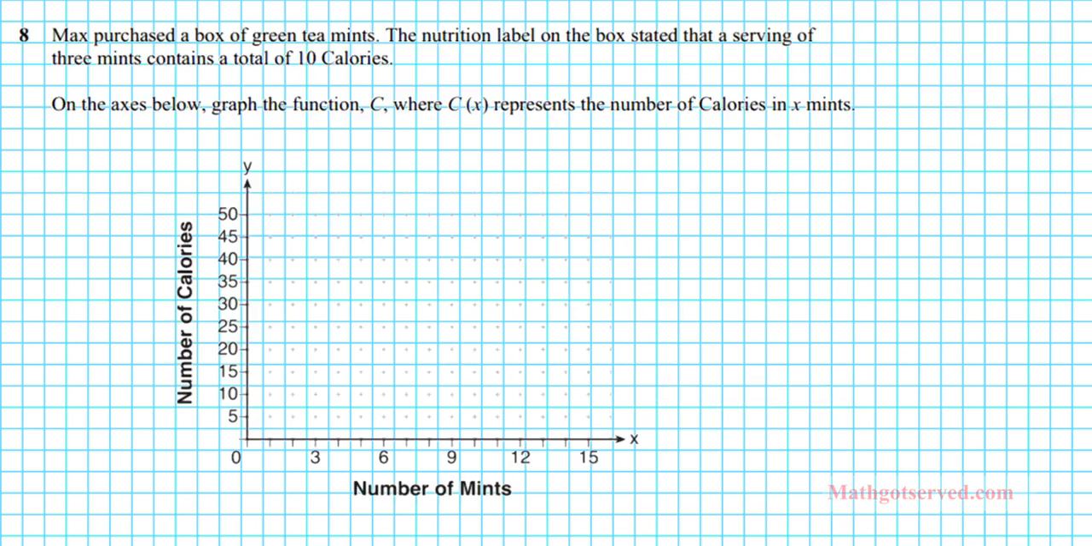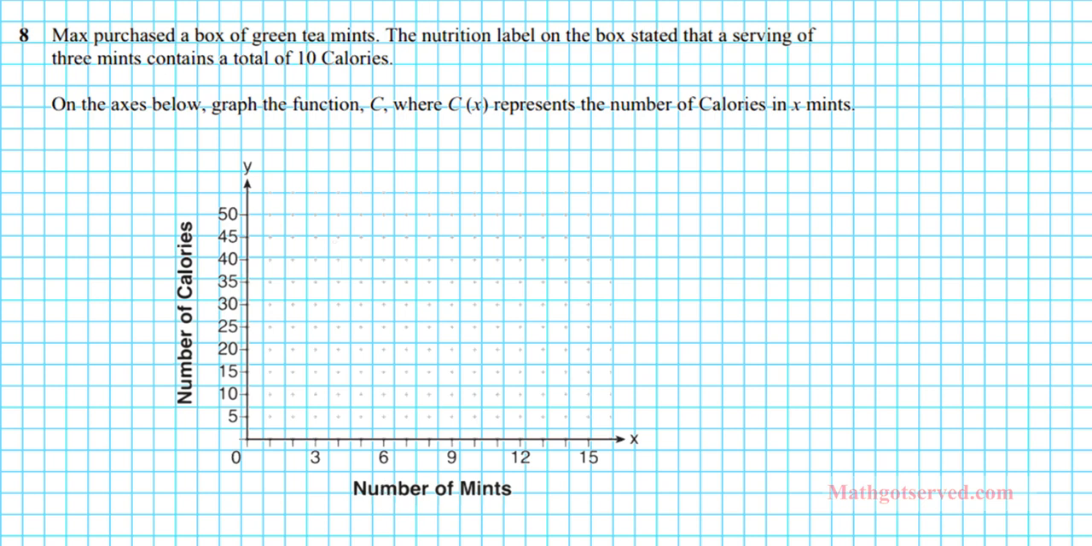All right, let's take a look at number 8. It says Max purchased a box of green tea mints. The nutrition label on the box stated that a serving of 3 mints contained a total of 10 calories. On the axis below, graph the function c, where c of x represents the number of calories in x mints. So what we're going to do here is basically use this description right here to generate points. Okay, and then we can draw a graph afterwards.